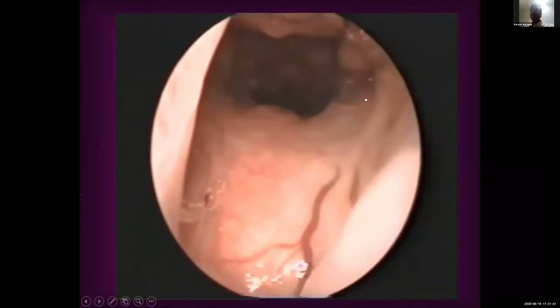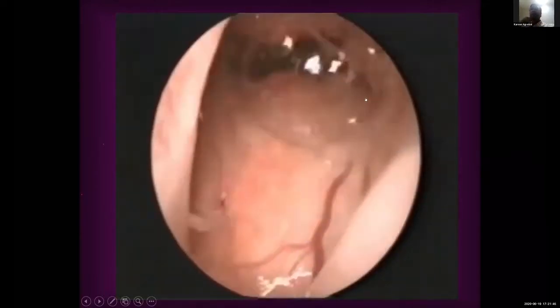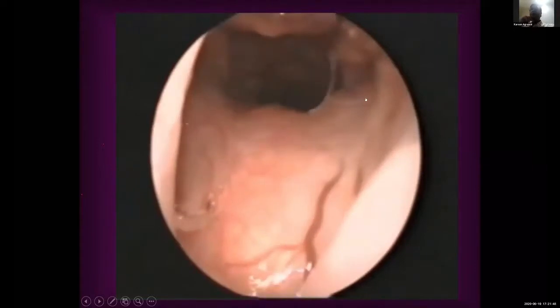Yes. Now you can see the difference between the rigid and flexible. This is the picture with the rigid endoscope of 4.2 millimeter dimension. So you can see the clarity of vision with the rigid endoscope. That's why I prefer to use rigid endoscope wherever it is possible. Next, please.